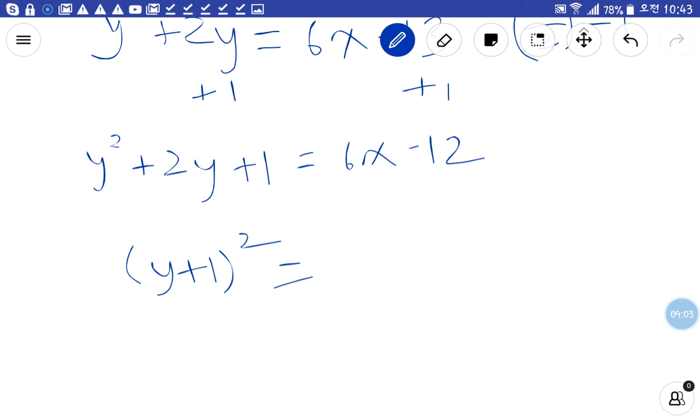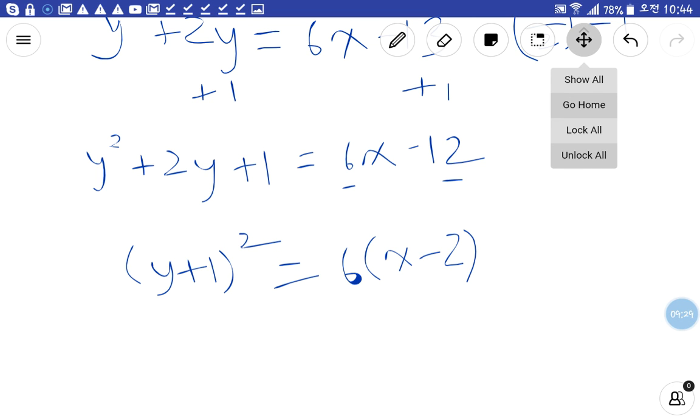Now, you have the same factors in here. Please pull it out, which is 6, and you get x minus 2. That is the form of the parabola, right? So when you look at this, your parabola should open to the right. Okay? So now you need to find the vertex, focus, and directrix.